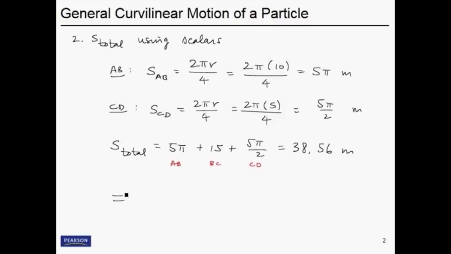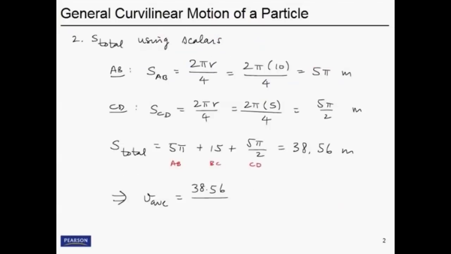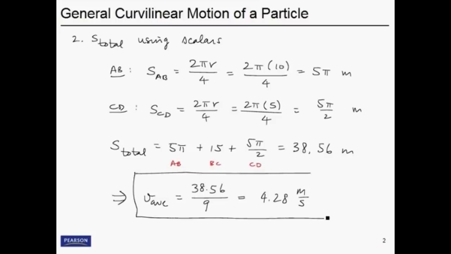If we use our average velocity equation, we get V average is equal to S total divided by the time total. So that's 38.56 meters divided by the total time. Let's go back to the problem statement. The total time is given by 2 seconds plus 4 seconds plus 3 seconds. That's 9 seconds is the total time as given in the problem statement. So we put 9 seconds down in the denominator there, and we end up with 4.28 meters per second. And there is your answer for the average velocity of the particle.